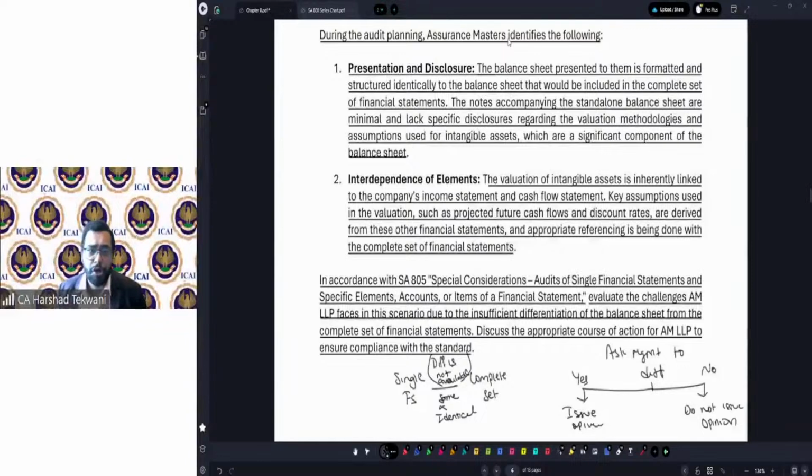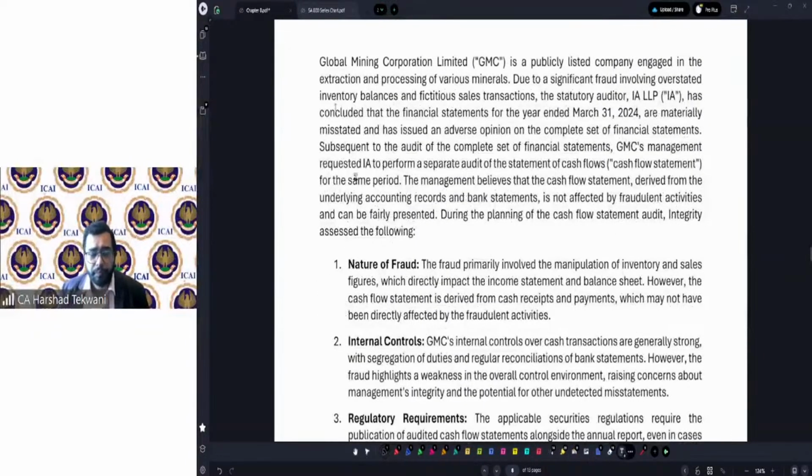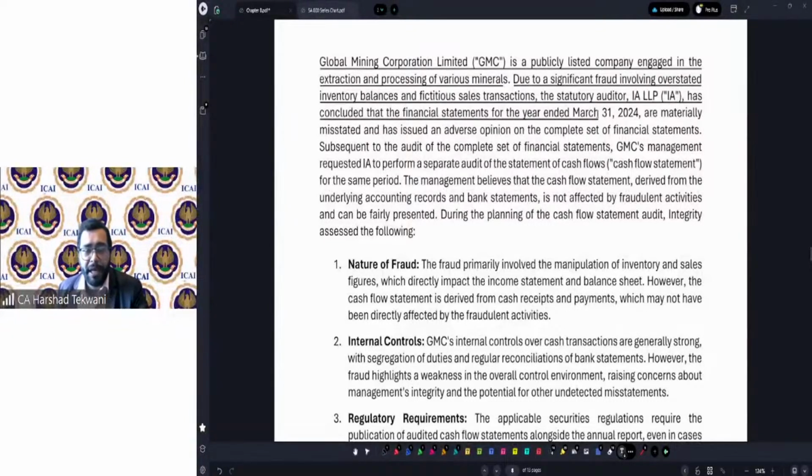Let us see one more question. A very good one. Global Mining Corporation Limited is a publicly listed company engaged in the extraction and processing of various minerals. Due to a significant fraud involving overstated inventory balances and fictitious sale transactions, the statutory auditor IALLP has concluded that the financial statements for the year ended 31st March 2024 are materially misstated and has issued an adverse opinion on the complete set of financial statements. Very important point to note.